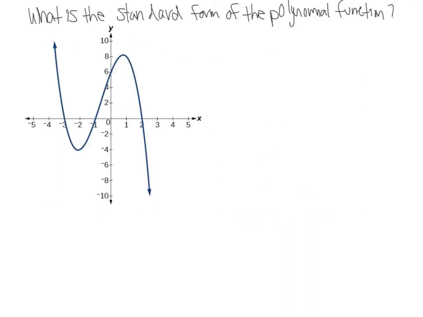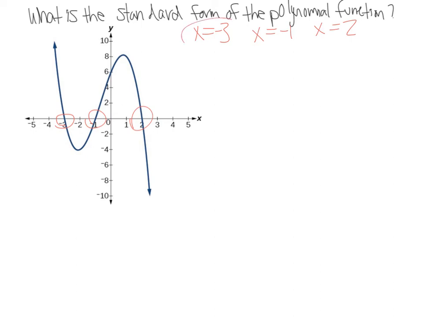Okay, for our next problem, what is the standard form of the polynomial function? So I'm taking this function and putting it in standard form, meaning I need to start with the zeros. I need to figure out what the zeros are. So it looks like I have 1, 2, 3 zeros. All right, so I have x is equal to negative 3, x is equal to negative 1, and x is equal to 2. So I need to write these as binomials.